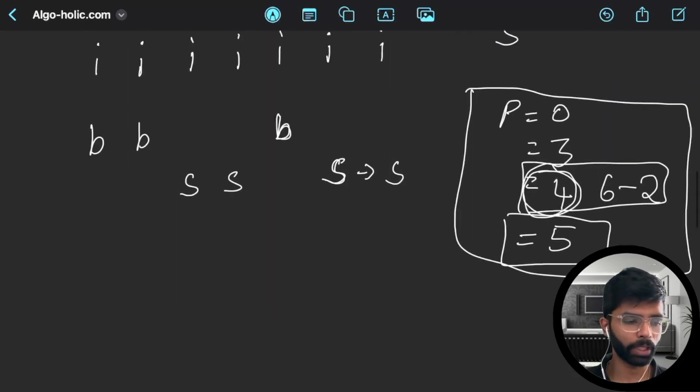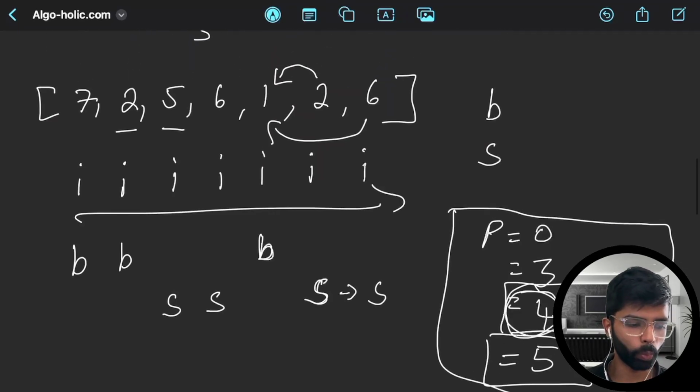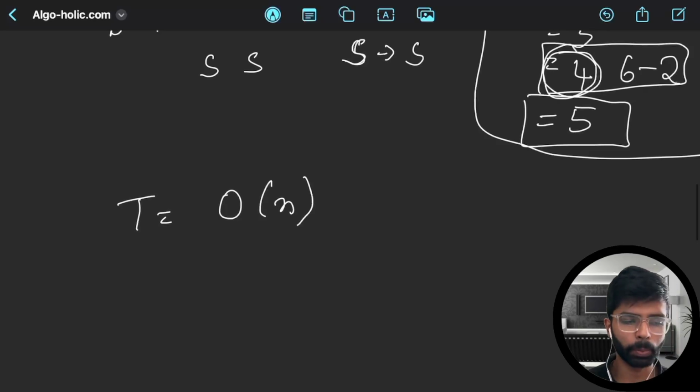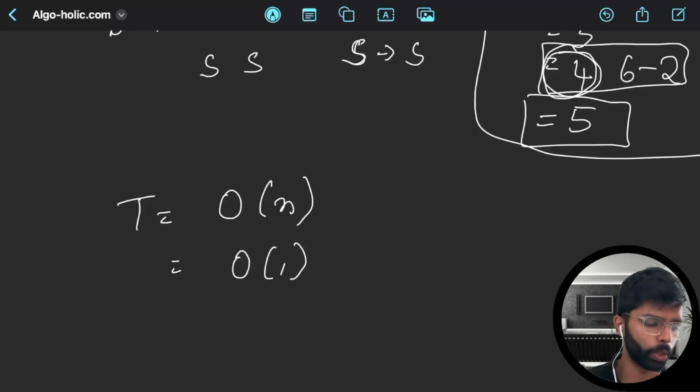Now, what is the time complexity of this? We are just looping through the array once. So the time complexity is going to be big O of n, and the space complexity is going to be constant, because we're not taking any extra space except the space needed for 2 or 3 variables.